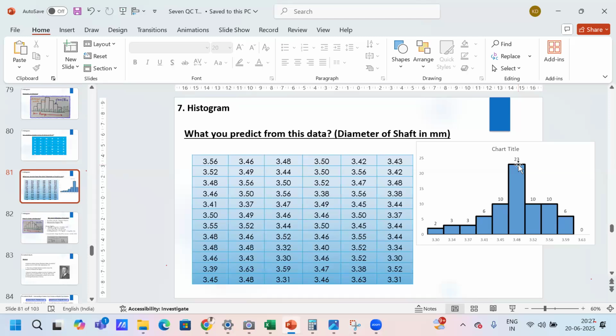Sachin Tendulkar, sir, was out between 90 and 100, 23 times, I think. 23, sir, or 21 times.